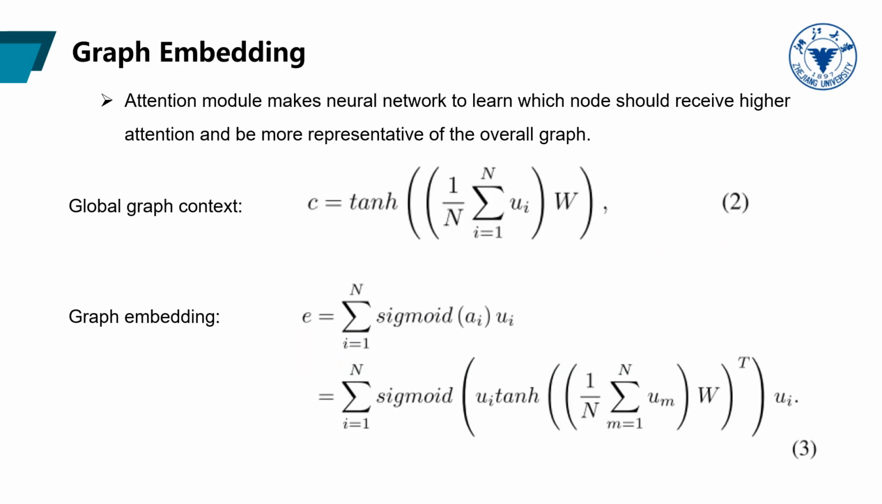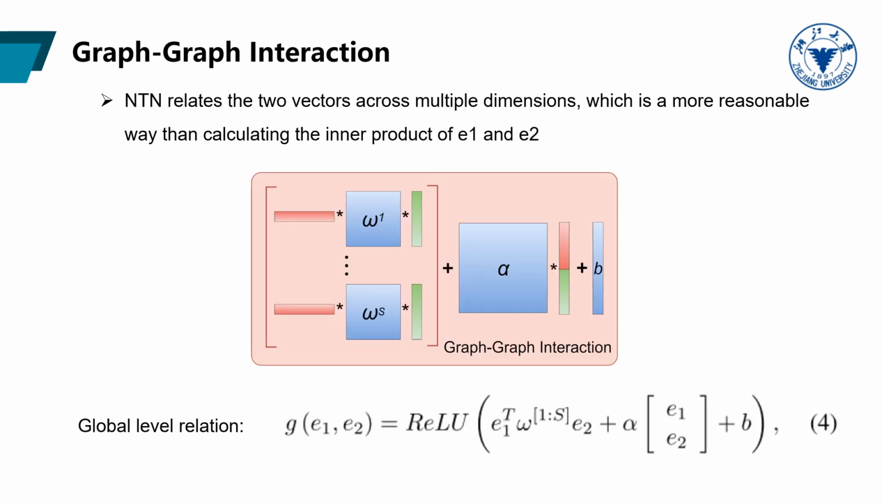In graph embedding, we estimate a learnable weight matrix associated with each node by an attention module. We let the neural network learn which node should receive higher attention and be more representative of the overall graph. Finally, we acquire the graph embedding by the weighted sum of node embeddings. In graph-graph interaction, the relation of a pair of graph-level embeddings can be accurately estimated by a neural tensor network, NTN. The model computes a feature vector to measure the relation between graph-level embeddings.